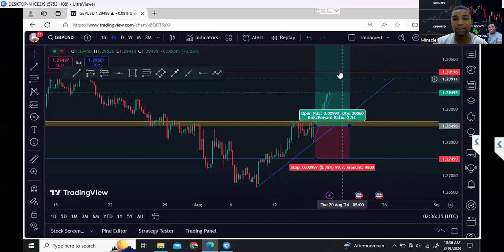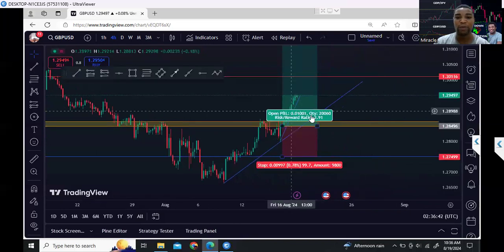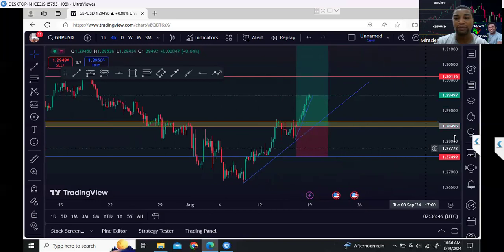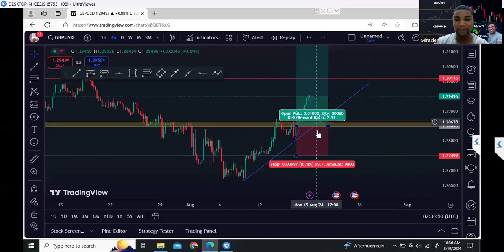I will be placing the trade for a buy. However, if I see a daily candle close back down below this level, I will not be interested in buying this trade anymore.